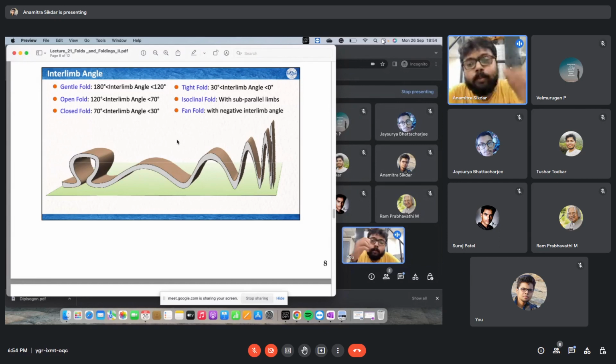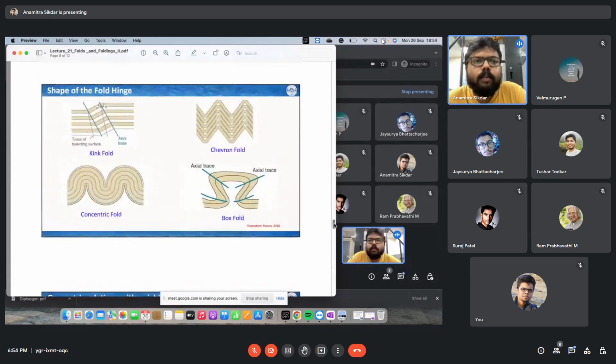And there is another fold which they call fan fold. These are very rare, but here we have two hinges. So this is one hinge, this is another hinge. We have two hinges, and what does negative interlimb angle mean? It is curved inward like this, right? Then we call them fan fold. So these are very rare.